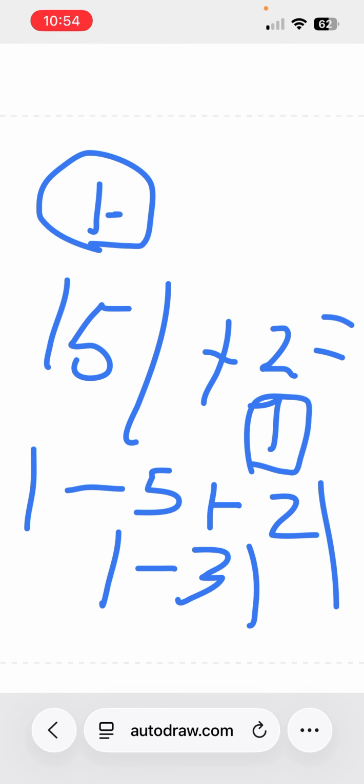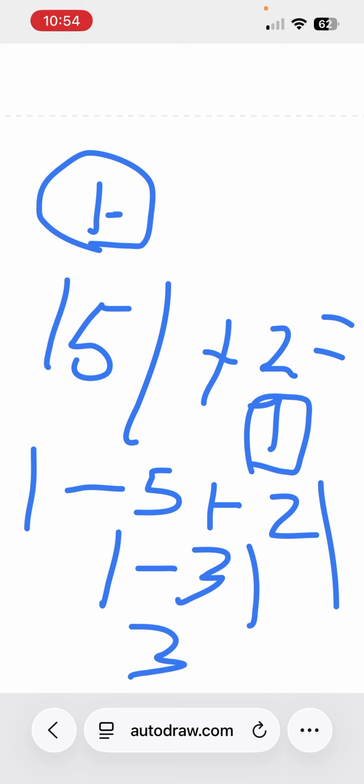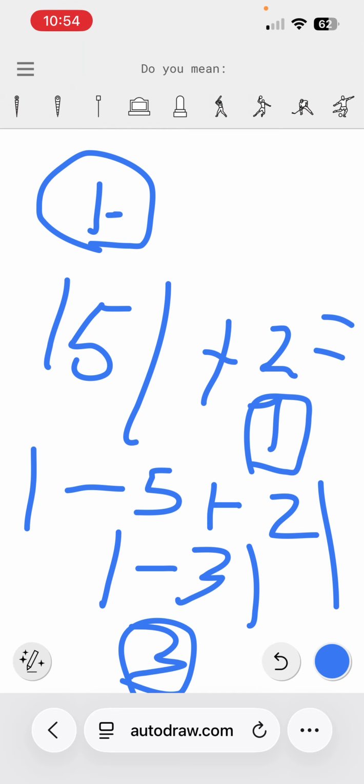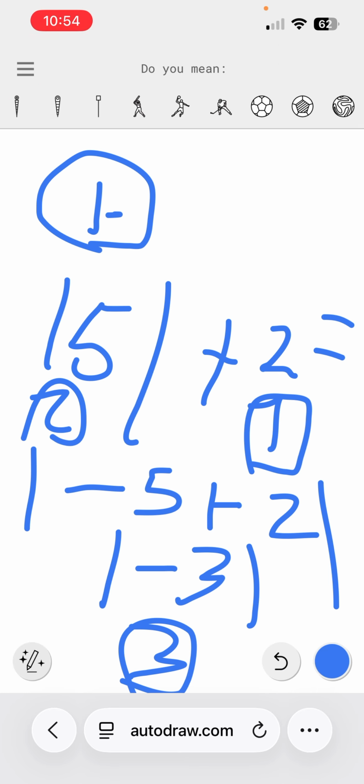But the problem is, that's not our answer yet. The absolute value of -3 is 3, because absolute value is always positive. So the answer is 3. 3 is the answer to 2. So that's really how we add absolute values. Let's talk about subtracting absolute values.